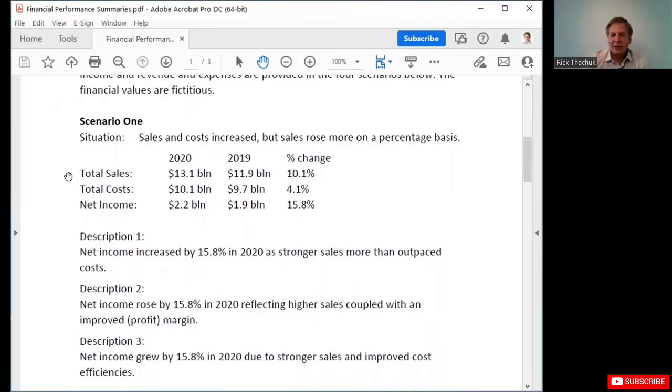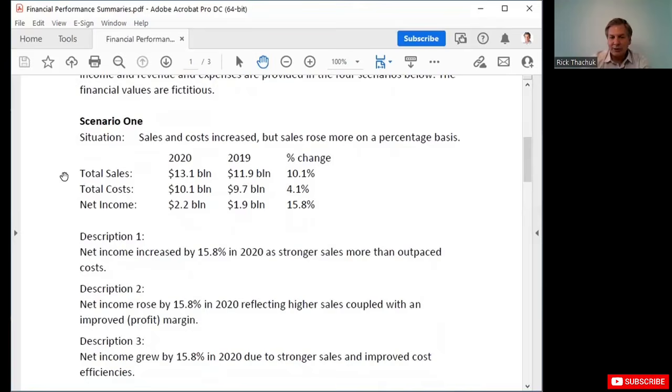We only have 3 line items or metrics: total sales, total costs, and net income. We have these values in 2 periods, 2 years, 2019 and 2020, and this is the percentage change from 2019 to 2020. So $13.1 billion is 10.1% higher than $11.9 billion in the prior year.